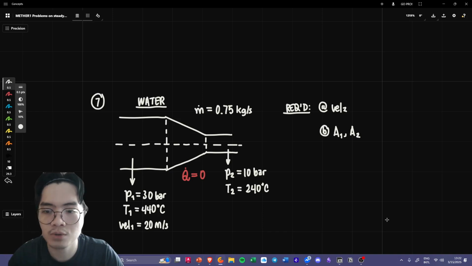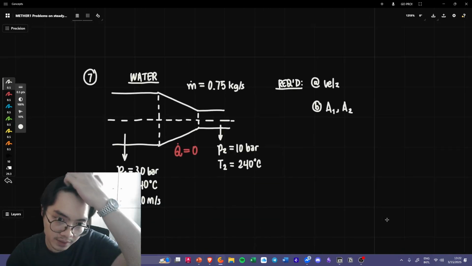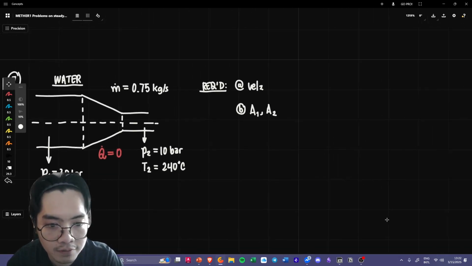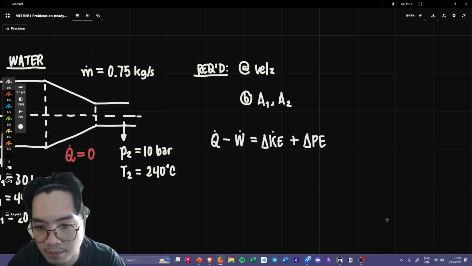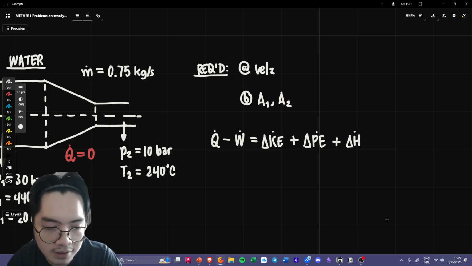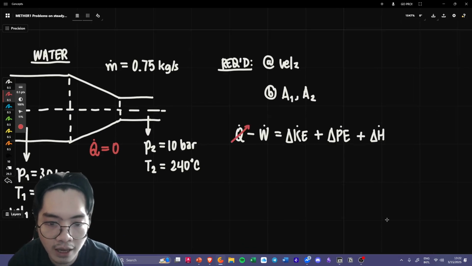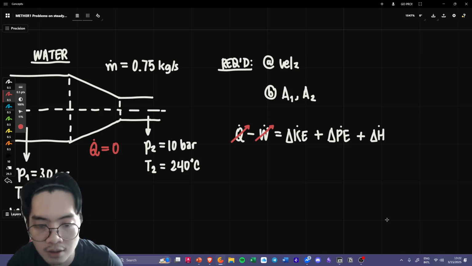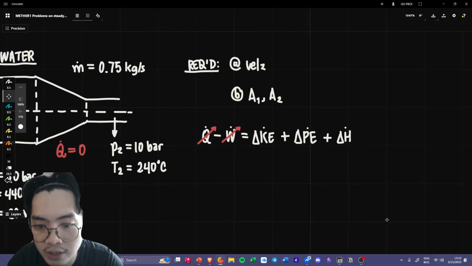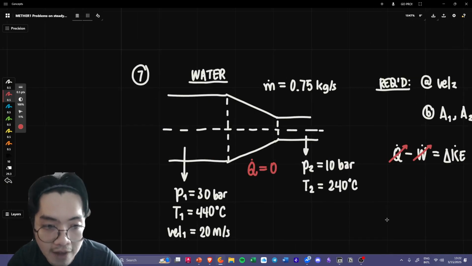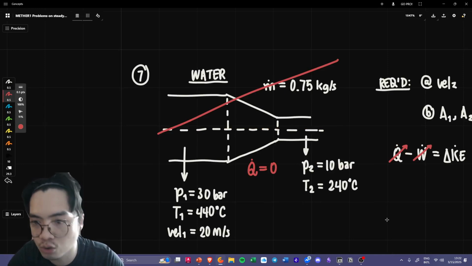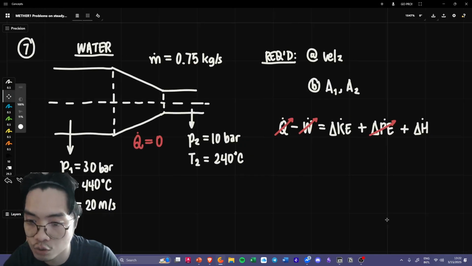So next, what are we supposed to do? Immediately we're supposed to write down our first law: Q minus W is equal to delta KE plus delta PE plus delta H. The thing is, there was no heat to begin with. And this nozzle is supposed to have no work as well. This is not supposed to vibrate, jiggle, rotate, what have you. So what we only have is this right side, and there is supposed to be no potential energy because this is lying flat. This is not angled so that there is going to be an elevation difference.